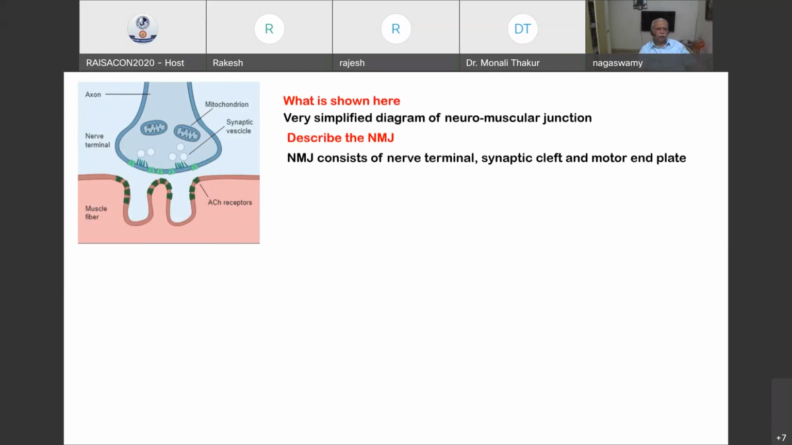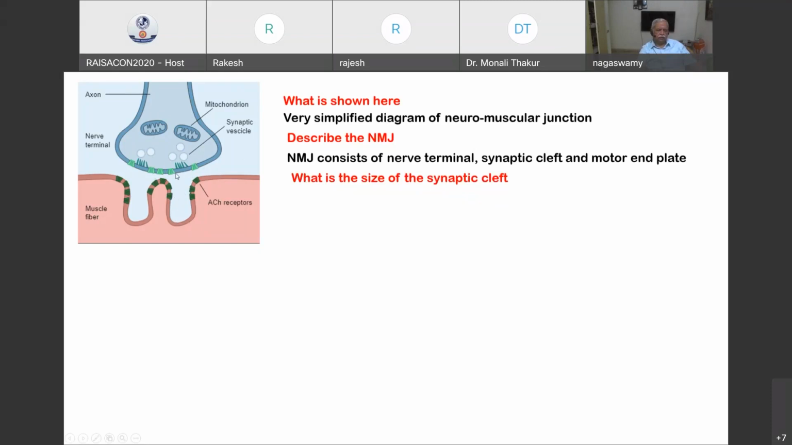So it can be nerve terminal, synaptic cleft, and motor end plate. So presynaptic or nerve terminal, there's a gap which is called the cleft. Then there's a motor end plate or the postsynaptic motor end plate. What is the size of the synaptic cleft? That is the gap between the presynaptic nerve terminal and the postsynaptic motor end plate.